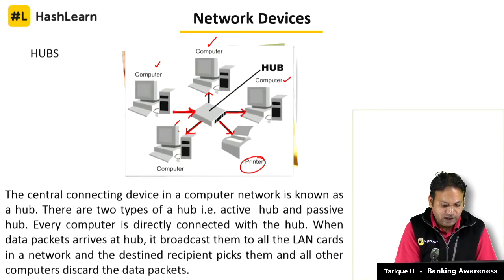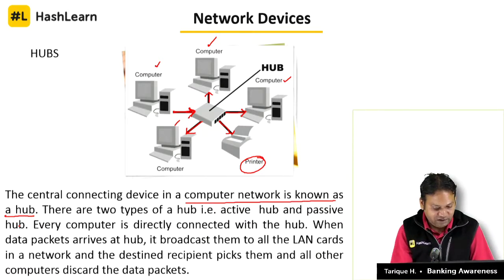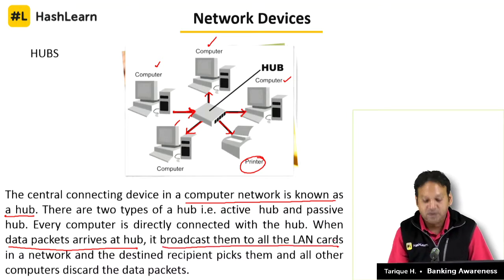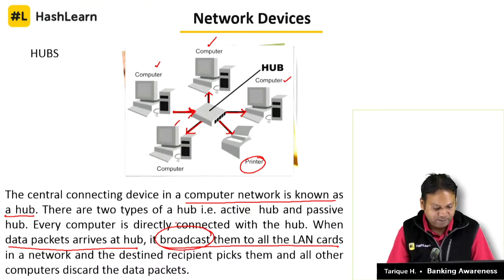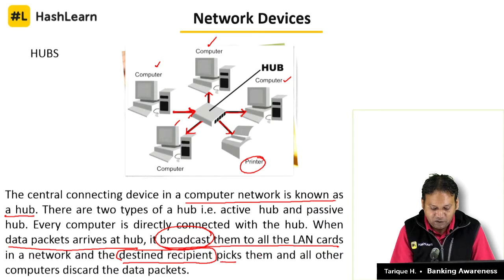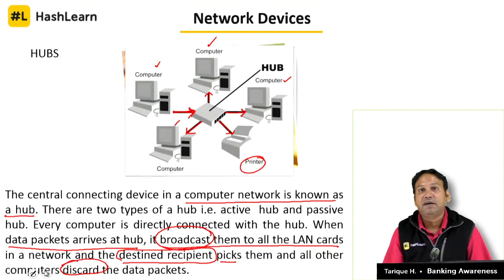The central connecting device in a computer network is known as a hub, and there are two types of hub, active hub or passive hub. Every computer is directly connected with the hub. When data packets arrive at a hub, as I told you just now, it broadcasts them to all the LAN cards. This is very important. It broadcasts in the network, and the destined recipient, the destination, picks them and all other computers discard them. So the computer whose IP address is in that message will access it.